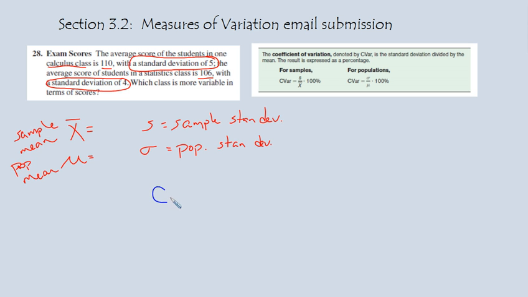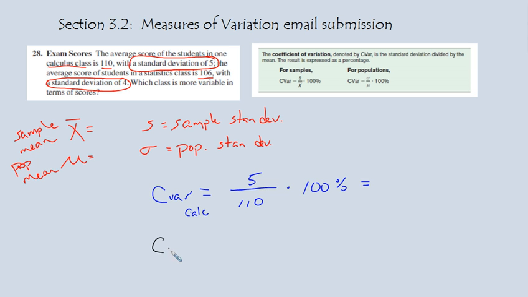So our coefficient of variation is going to be equal to our standard deviation. In this case, this is for our calculus class. That will be 5 divided by the mean for the class, which is 110, and then we'll take that and multiply it by 100 so that we can convert it to a percent.